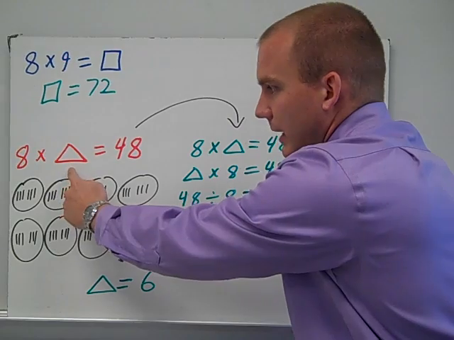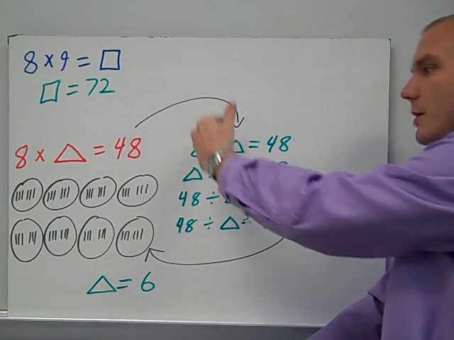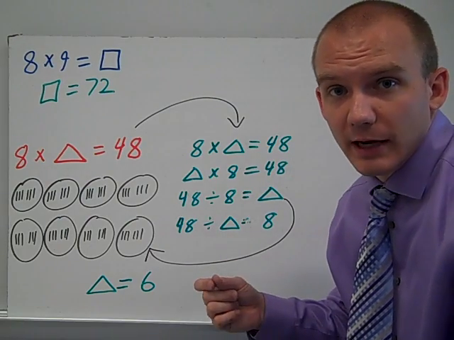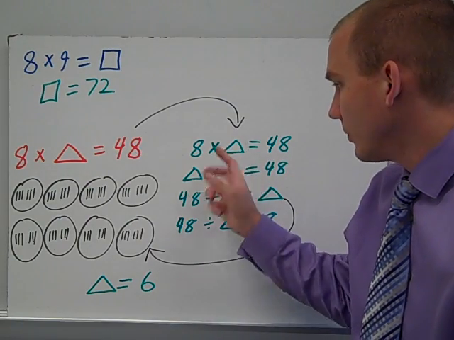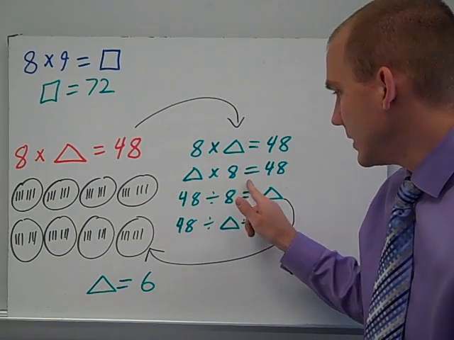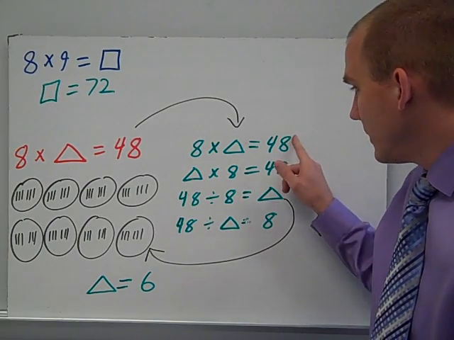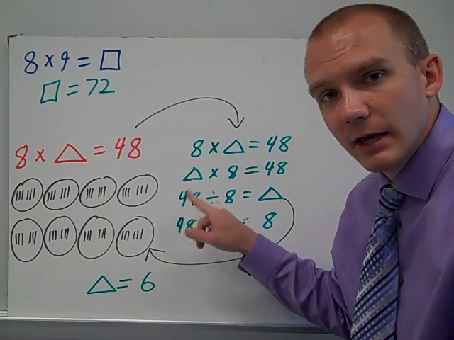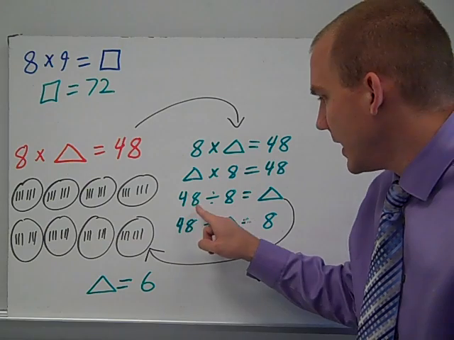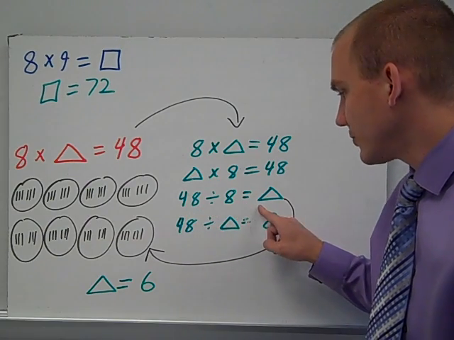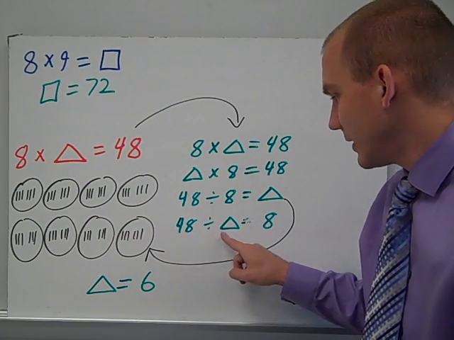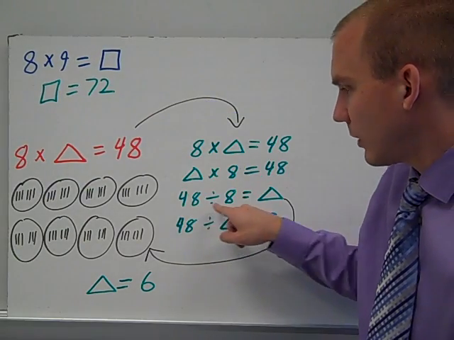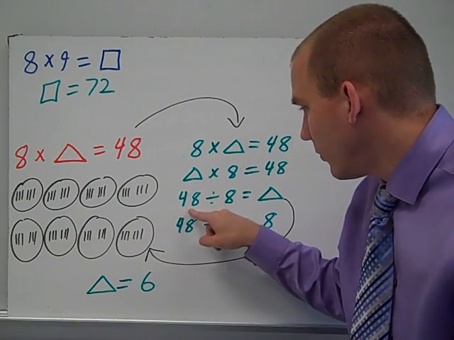But what if it looks like this? 8 times triangle equals 48. That's where you come to your fact families. 8 times triangle is 48. Well, I can look at it that way, right? Or I can switch 8 and triangle around. Triangle times 8 equals 48. Doesn't work. But I can take this product and I can turn it into a dividend and do a division sentence. So I can do now 48 divided by 8 equals triangle, and I can do 48 divided by triangle equals 8. Well, this one looks like this, where I actually have a problem I can solve on one side of it. 48 divided by 8.